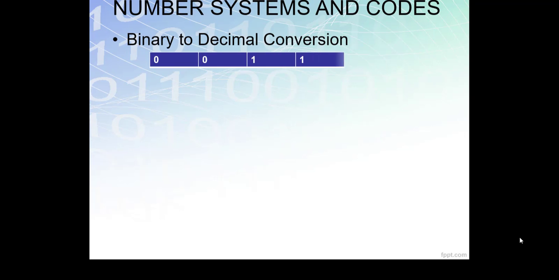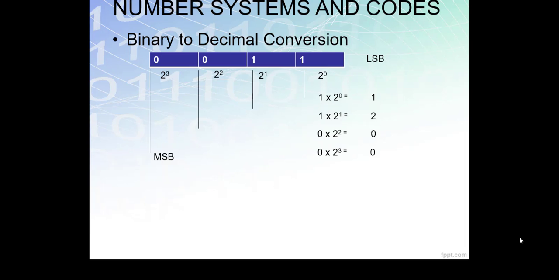We take another example. For example, 0011. As usual, you write down the positional weight. Take the LSB. 1 into 2 to the power of 0 is 1. 1 into 2 to the power of 1 is 2. 0 into 2 to the power of 2 is 0. Finally, you take the MSB. 0 into 2 to the power of 3 is 0. So the result is 3. So the decimal equivalent of the given binary is 3. So in such a way, you have to convert binary to decimal.